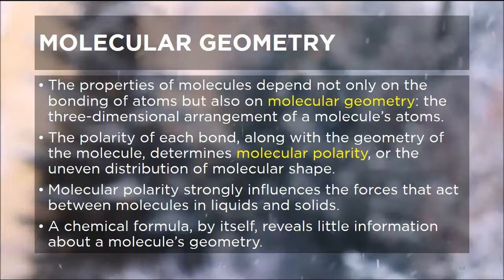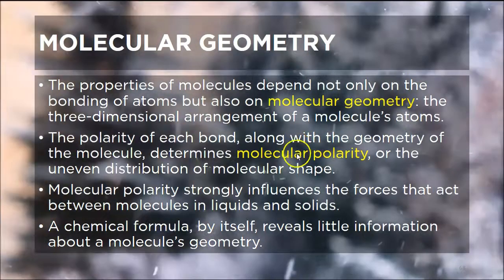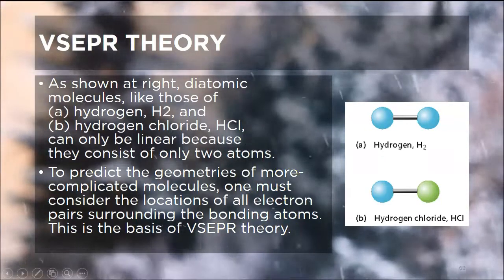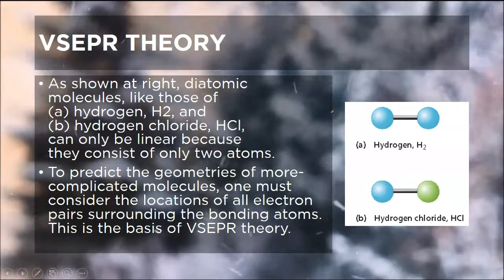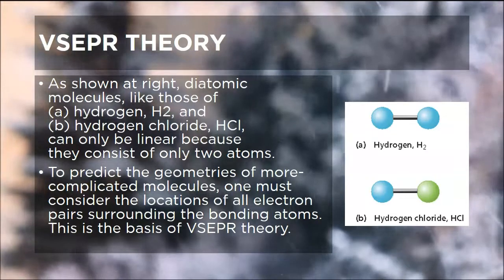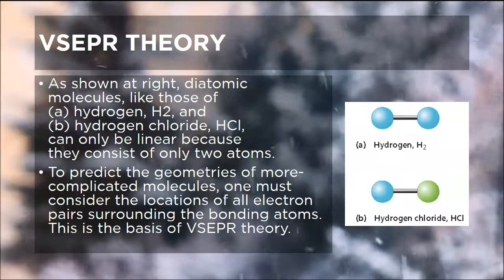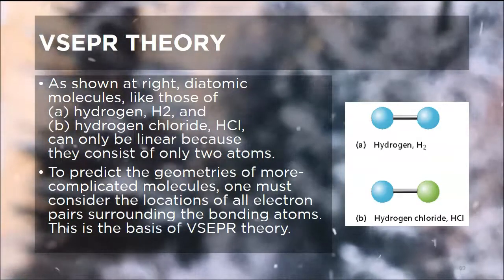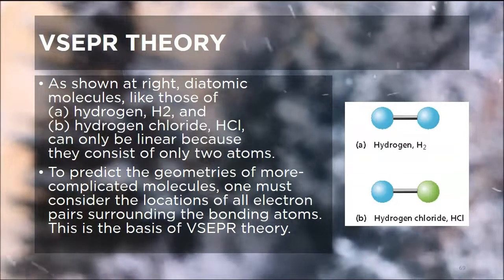So molecular polarity, again, influences those forces that act between molecules for that reason, and you don't really get that information from just the chemical formula. So here we have two molecules. We have hydrogen, H2 molecule, and an HCl molecule, hydrogen chloride. We are looking at these because they only contain two atoms. They both have what's called a linear shape.